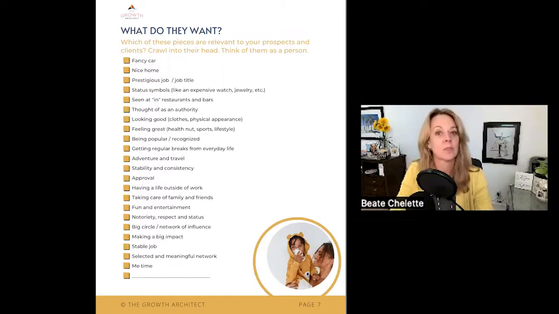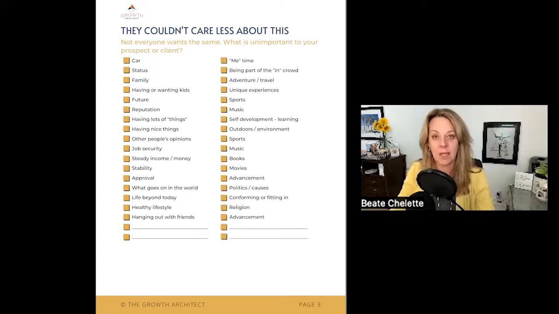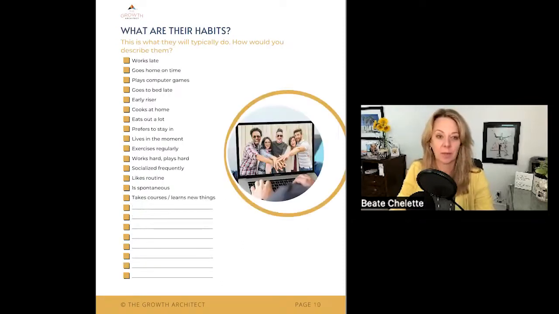And now here comes the done-for-you part that you are going to love, because over the next couple of pages, all you have to do is sit there with a piece of paper and pen, print this out and go through it. What is it that they want? What is it that they're worried about? What is it that they don't care about? You cannot sell a Mercedes-Benz to a hardcore Prius driver, right? So you want to be clear on what it is that they care about. You want to think about what their habits are.